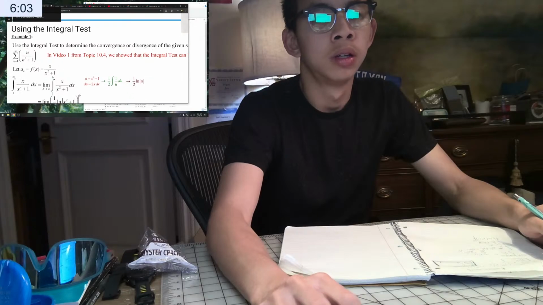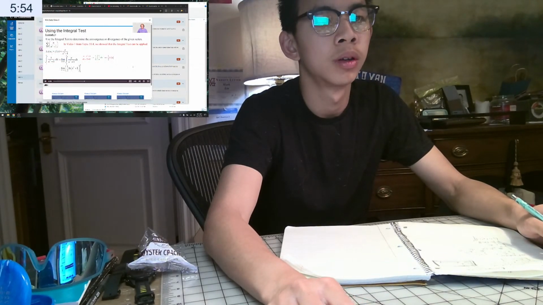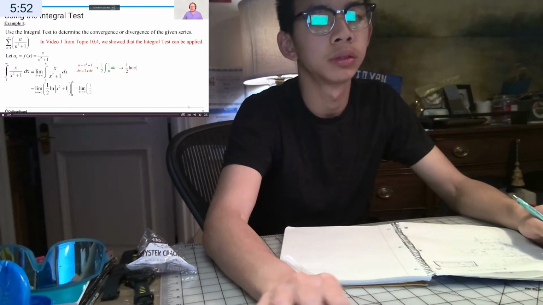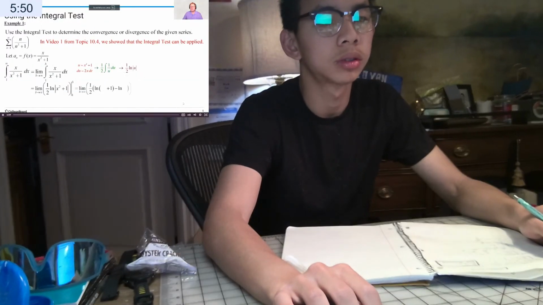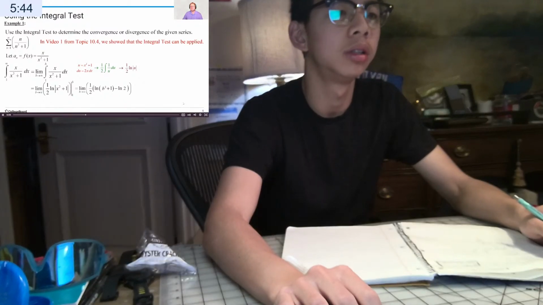I'm going to go ahead and keep it in absolute values, although I probably could have survived without the absolute values because x squared plus 1 is always going to take on a positive value. So let's evaluate our boundaries by plugging in b and plugging in 1, and notice that we will subtract.